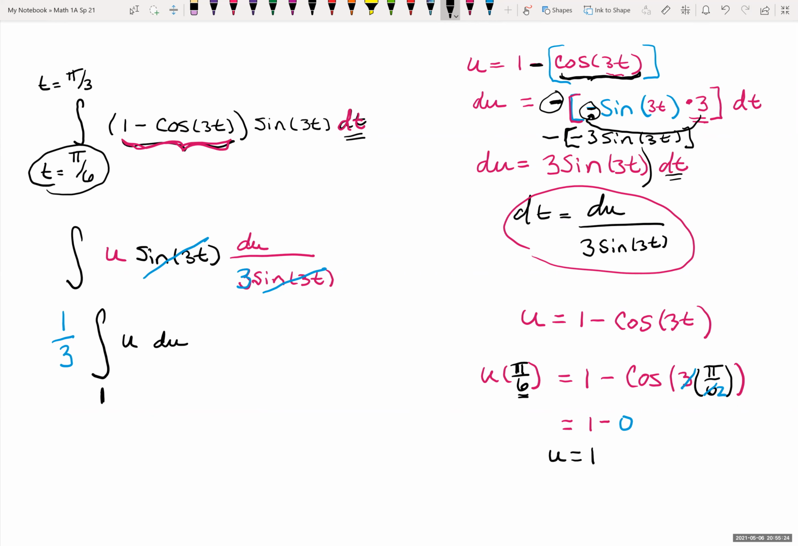So do the same thing. Now let's look at pi/3. So let's look at u of pi/3. That would be 1 minus cosine of 3 times pi/3.